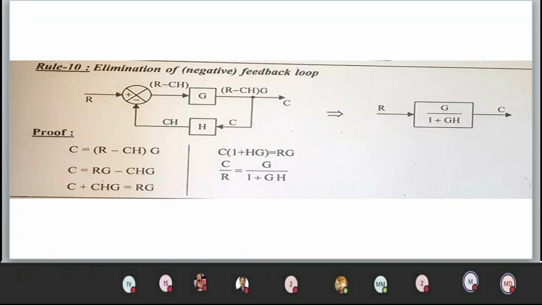Okay, you can notice that the output from the summing point is R minus CH, and I multiply with the G. Okay, so C is output, R is input. You can notice that C is equal to R minus CH of G, and after certain manipulation, C by R is G divided by 1 plus G of H. So the rule for eliminating the negative feedback path is C by R is equal to G divided by 1 plus GH. Right? Okay. So please notice one thing, where G represents the forward path block and H represents the feedback path. Okay.